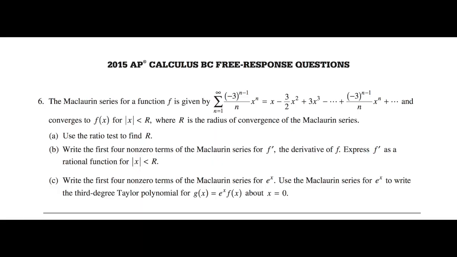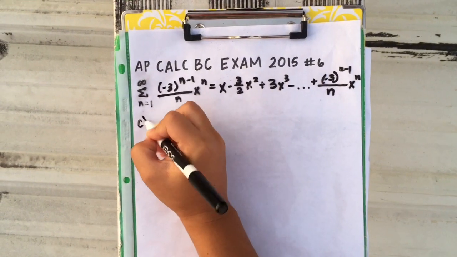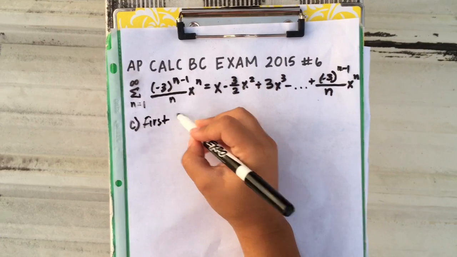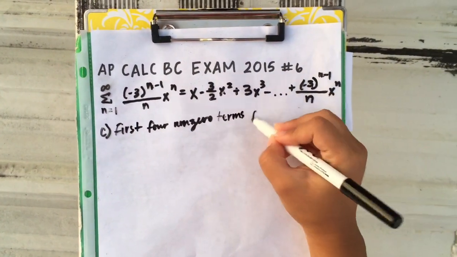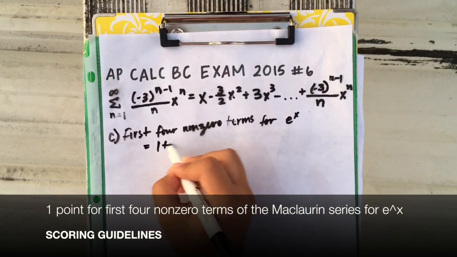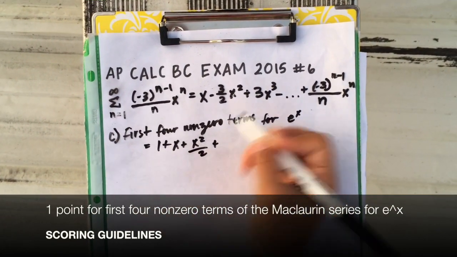Finally, on to part C, which asks us to find the first 4 terms of the Maclaurin series for e to the x, and using that series to find the 3rd degree Taylor polynomial for g of x, which is a product of e to the x times f of x. E to the x is one of the most common Maclaurin series used, so you should be able to recall the first 4 non-zero terms easily.